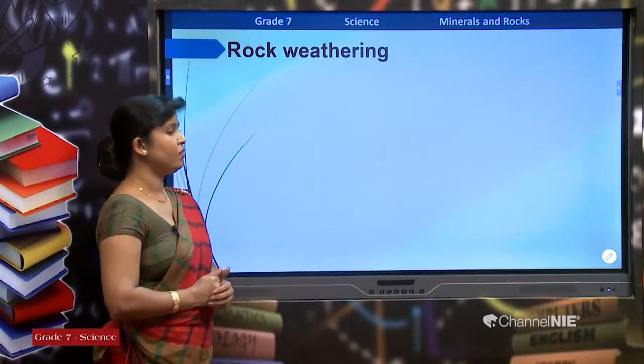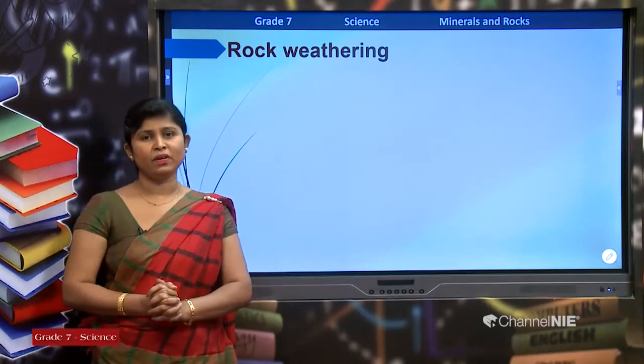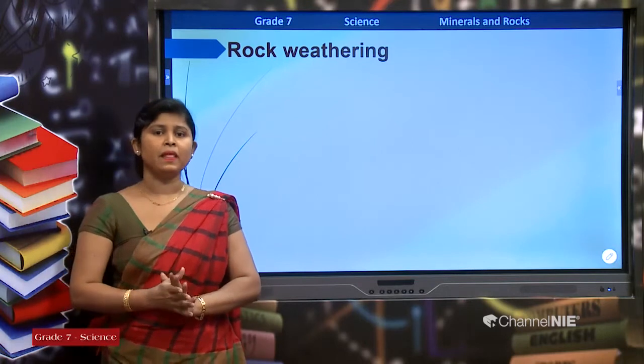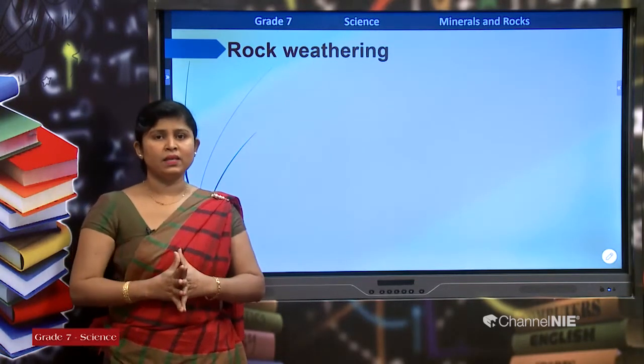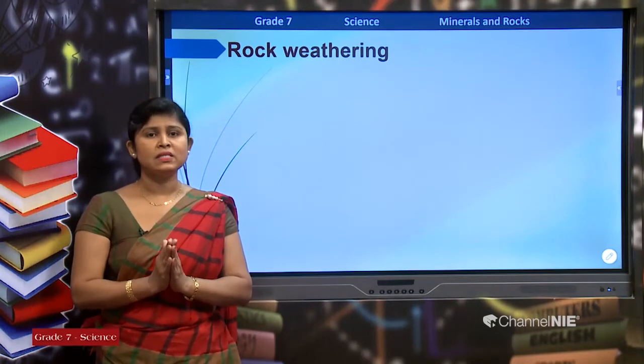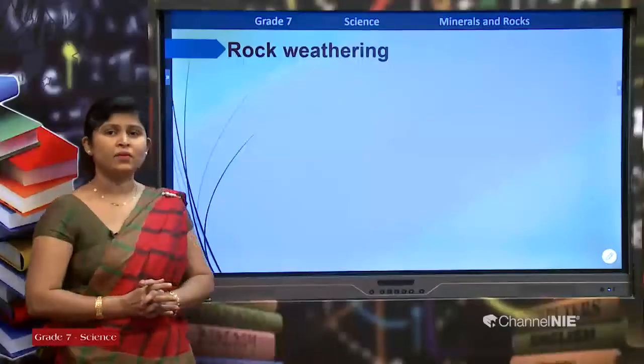Right. Rock weathering, weathering of rocks, right. What do you mean by weathering of rocks? The rocks that are on the crust of the earth are always subjected to weathering, because they break into small pieces and they support the formation of the soil, right? This is known as weathering of rock.